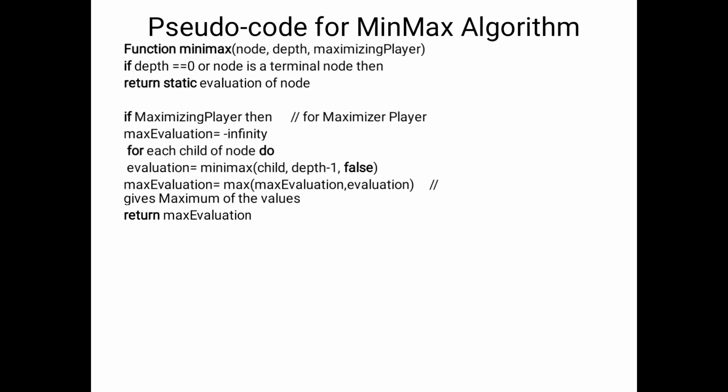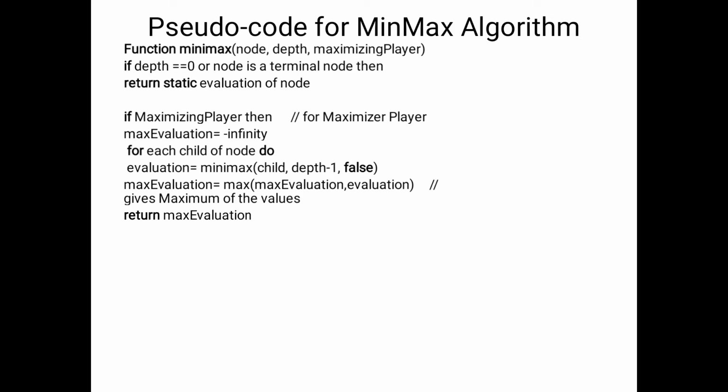Suppose we consider the maximizing player. This problem is related to the two-player game. Definitely one player is the maximum player and another player is the minimum player. Suppose we consider the maximum player. Initially we assume the maximum value is minus infinity. Here we compare each and every child and evaluate the value. Here we find which is the maximum value. Then finally we return the maximum value for that particular node.